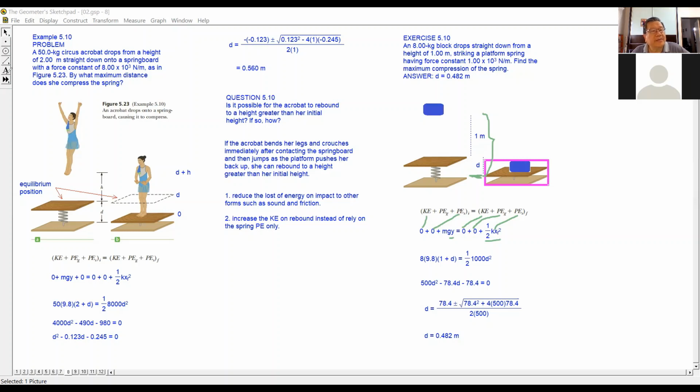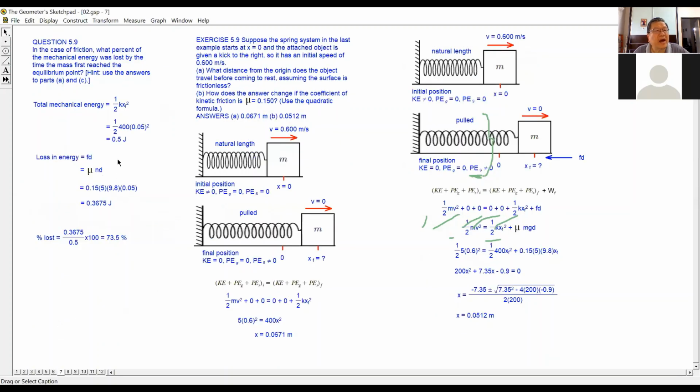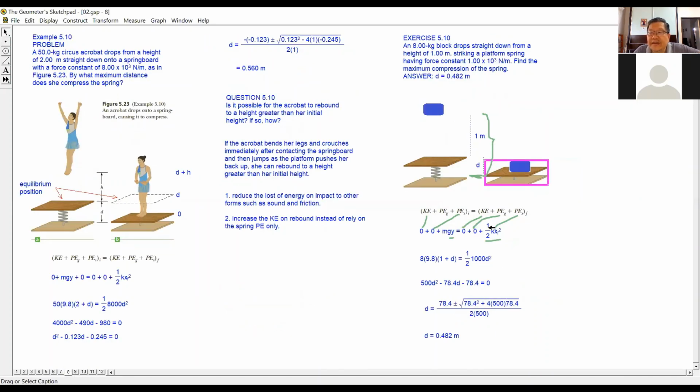Now, how does this spring potential energy come about? I don't know whether you can still remember, the formula is half kx squared. The initial potential energy is mgy. The final potential energy in the spring is half kx squared. Now, m is the mass of the object, g is the gravitational pull, and y is the height. So the height includes the 1 meter and also the compression d.